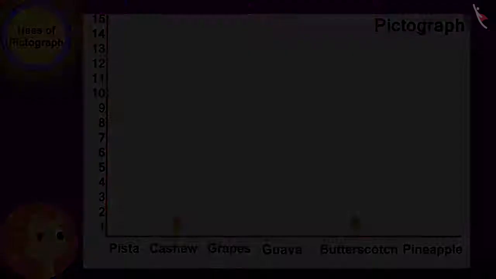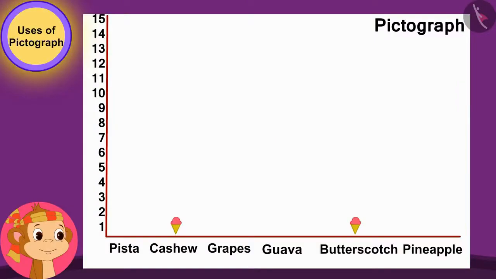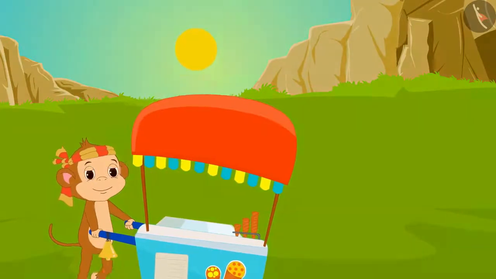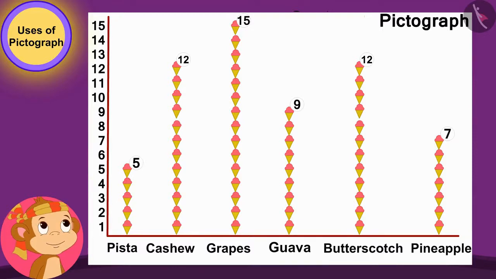For example, Pinky loves pista ice cream the most. So, Babban drew such an ice cream cone above Pinky's favorite pista ice cream's name. The day was over and Babban's pictograph was also complete. Babban is trying to find out which ice cream people like the most by looking at his pictograph.